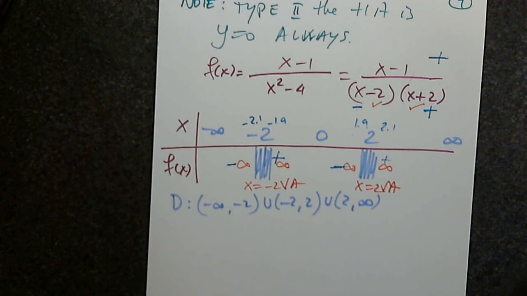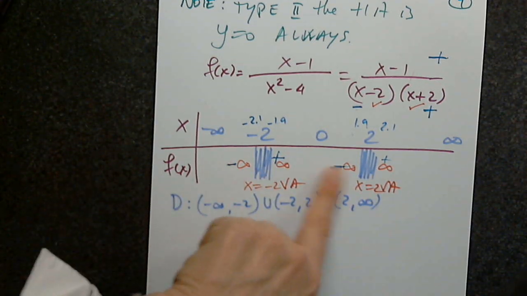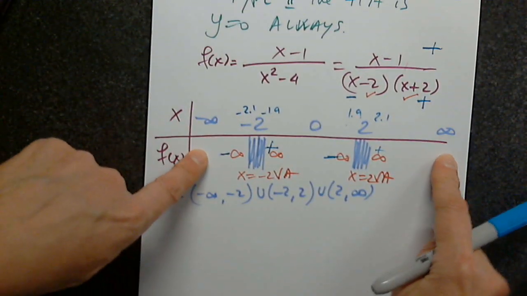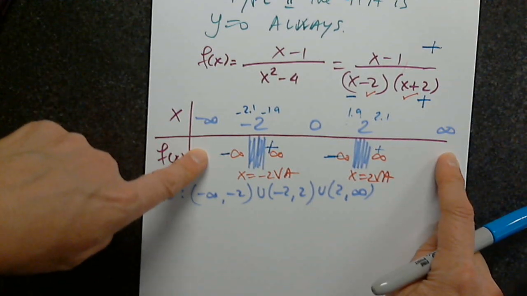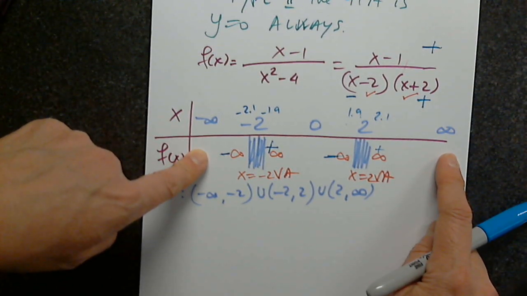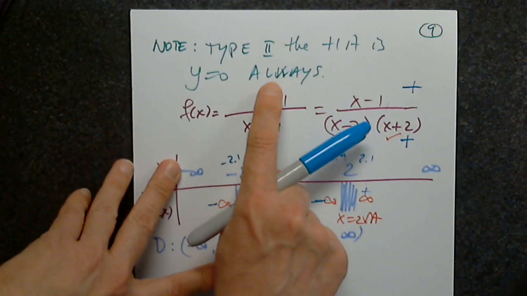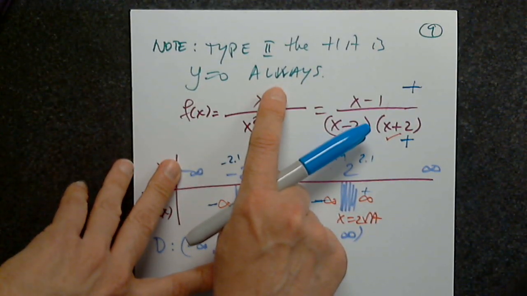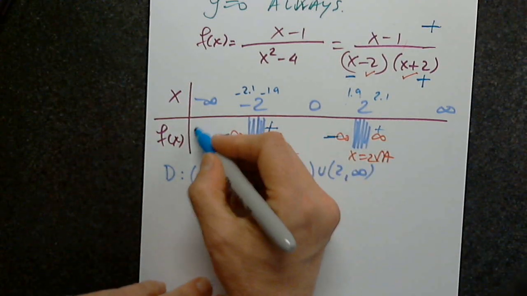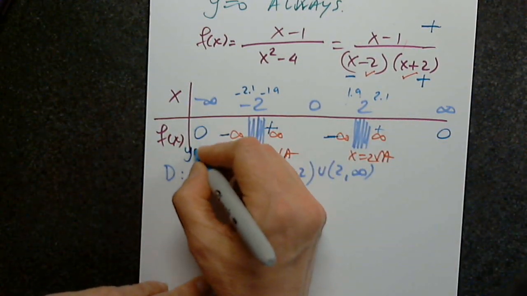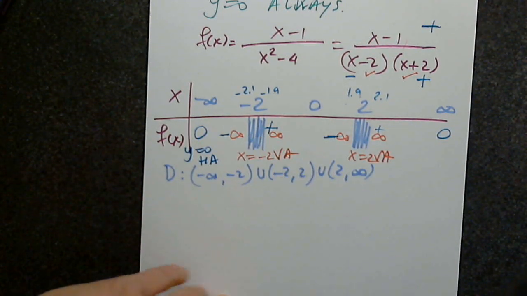Okay. So we know the signs. Now, what do you think about the end behavior and the horizontal asymptote? It's type 2. So number 3 times 0, 0, 0. Y equals 0, horizontal asymptote.